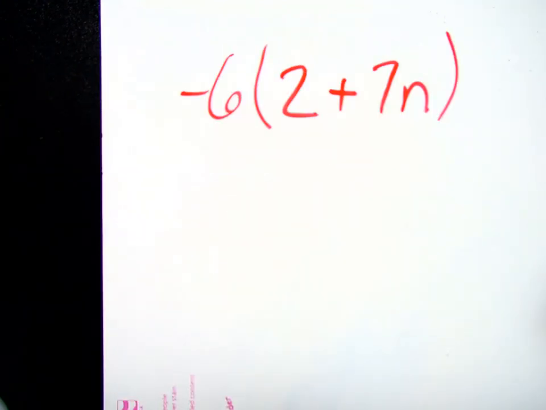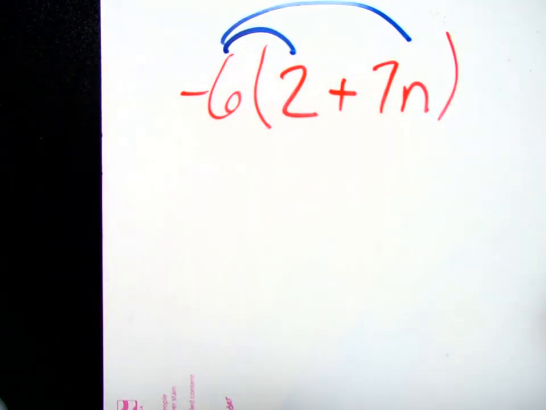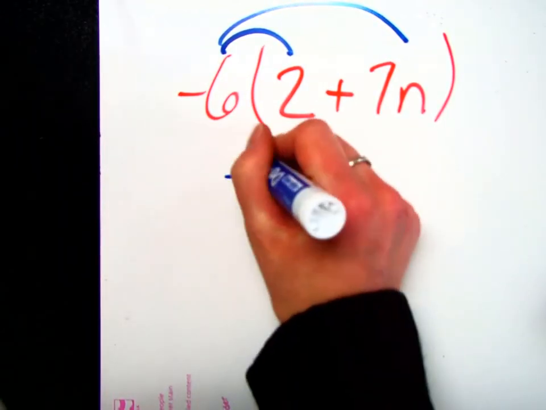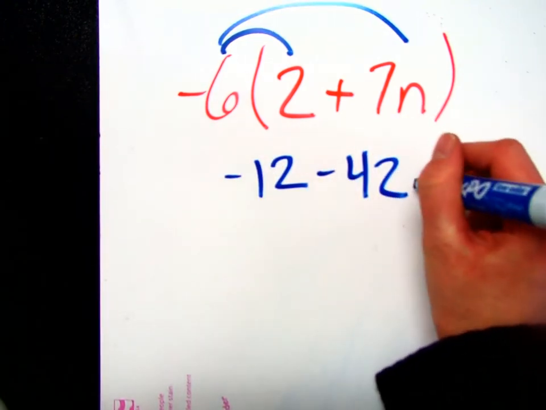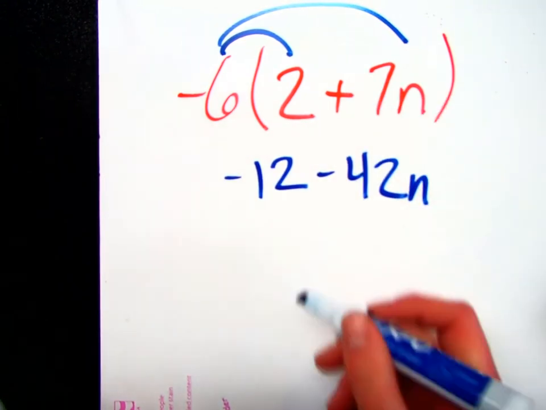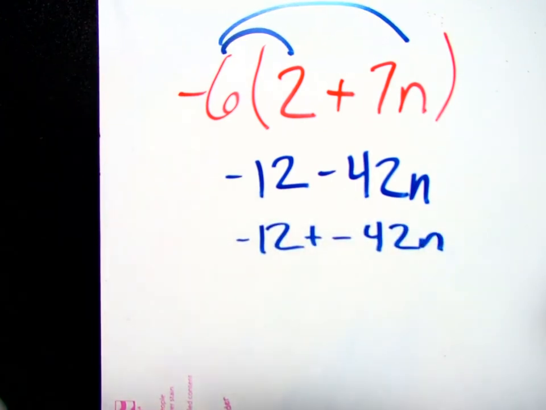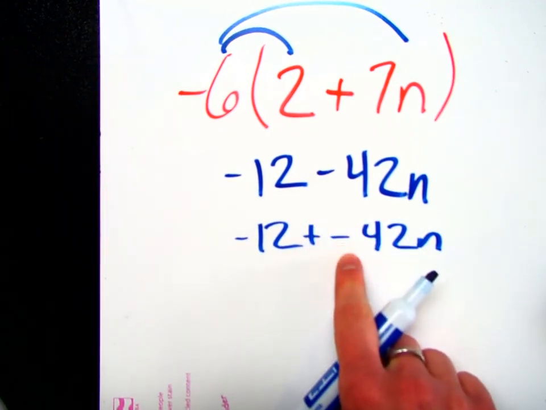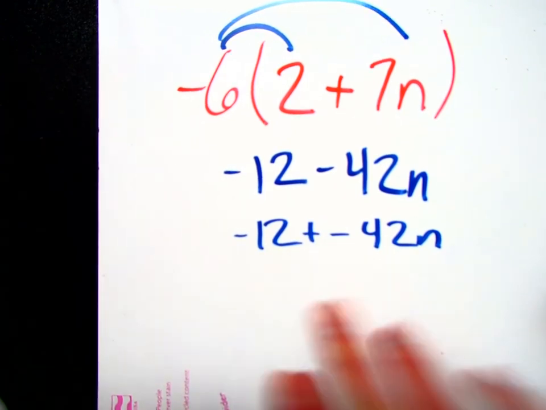Okay, next example, negative 6 times (2 + 7n). So remember, a negative times a positive makes a negative, which means that negative 6 times 2 will be negative 12. And negative 6 times positive 7 will be negative 42, and we'll just keep the n. Now I know sometimes people will be like, oh hey, there's a plus sign in the middle, shouldn't I include that? Well, you can, if you want to, and you could write it like this. It's not necessary, because remember, minus and negative mean the same thing, but if you like having it there, that's totally fine.